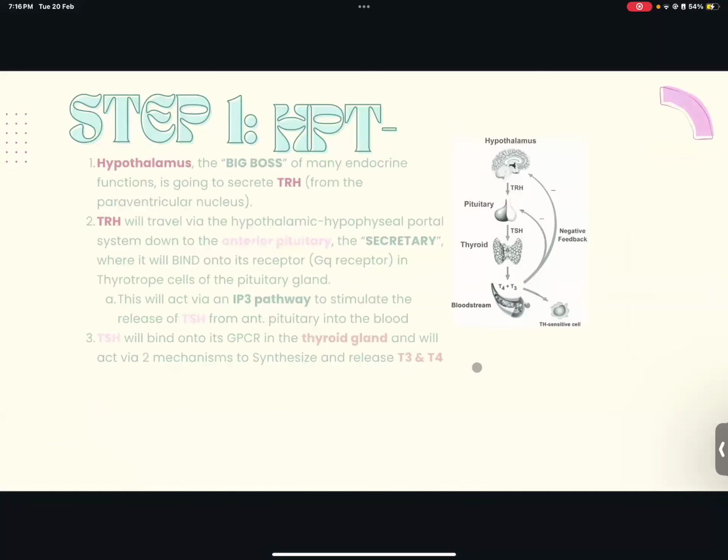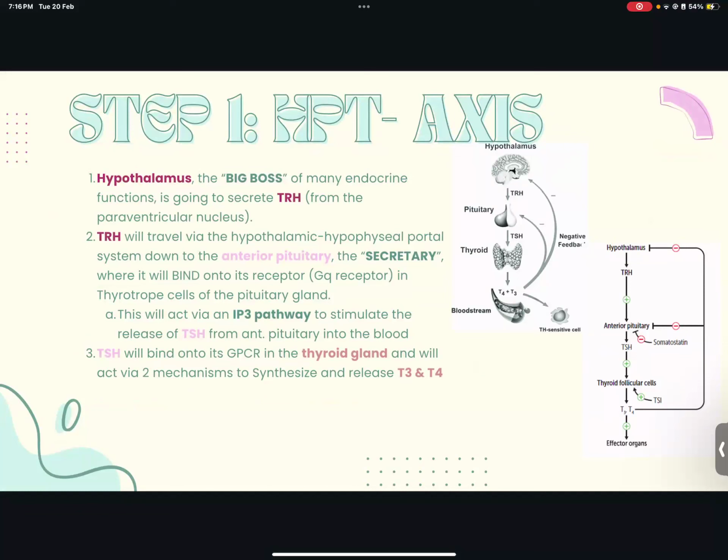So let's get started. Okay, so step 1, you have the HPT axis. And the HPT axis can seem intimidating at first, but it's actually pretty simple. All I want you to do is think of the hypothalamus as the big boss, the one that's sending all the signals to the pituitary, who's the secretary. And then the secretary sends off the signals to all of the workers, like the thyroid and other glands in your body. So the big boss, the hypothalamus, is going to secrete a hormone called TRH, or thyrotropin releasing hormone. Okay.